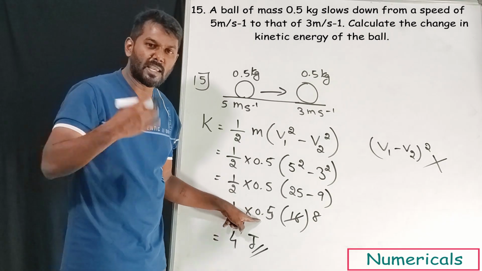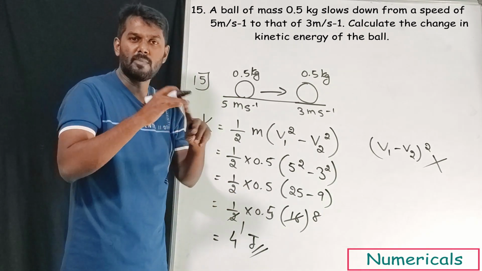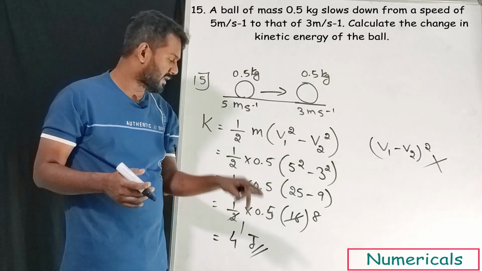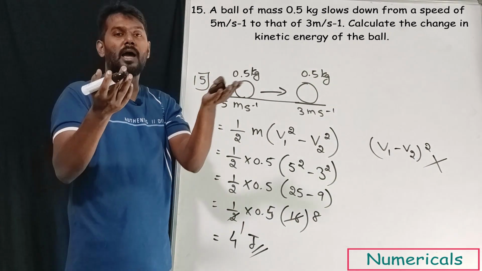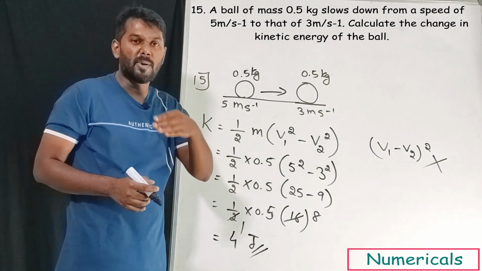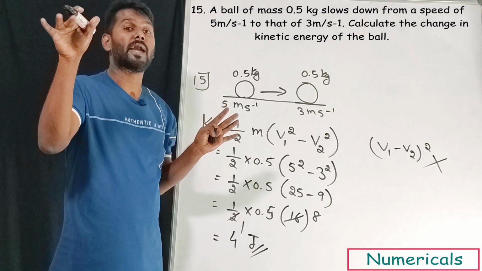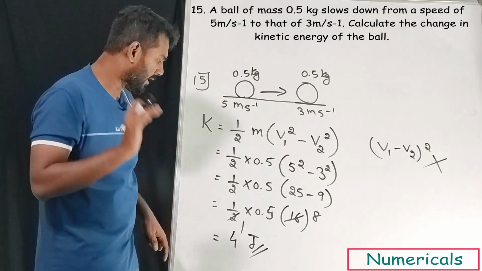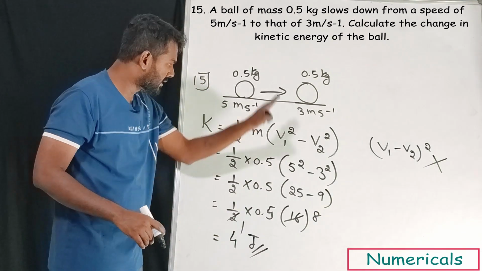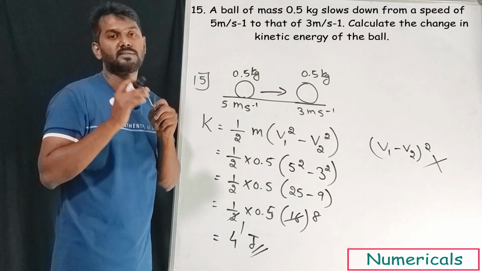Okay, if you multiply any number by 0.5, it will become half. If you divide any number by 0.5, it will become double. I'll give you an example. 4 divided by 0.5, that will become 8. Okay, you can calculate it and try. Okay, now you understood the method. This is how we have to calculate the answers.